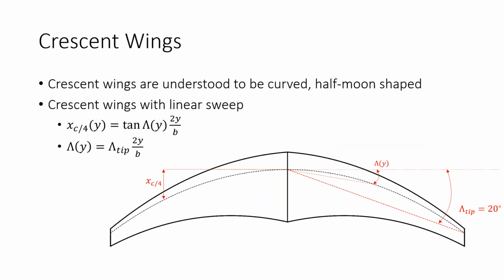So I introduced the term crescent wing. And generally, a crescent wing is just to be understood to be half moon shaped, a crescent half moon. It's in the name.